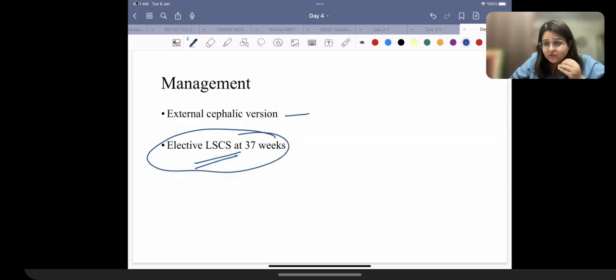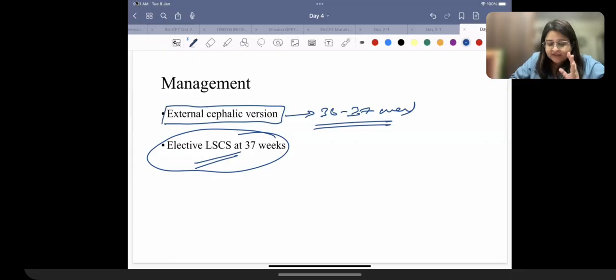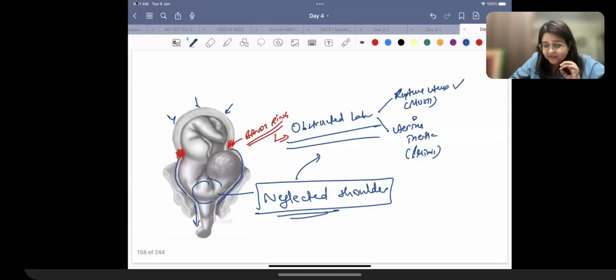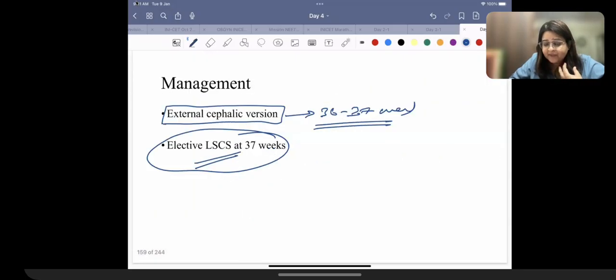But if the patient comes to you before, say she's come to you at 36 to 37 weeks, like in breech, you can also offer her an external cephalic version. Otherwise, you do an elective LSCS at 37 weeks. मैंने लिखा है यहाँ पे मल्टी ग्रेविडा में रप्चर यूट्रस के चांसेस ज्यादा होते हैं, और प्राइमरी ग्रेविडा में यूट्राइन इनर्शिया, the uterus stops contracting. So management is an external cephalic version at 36 to 37 weeks, and elective LSCS. Otherwise, do an elective LSCS at 37 weeks.